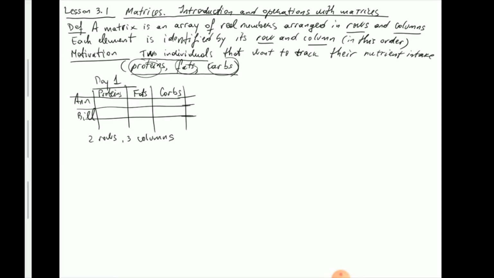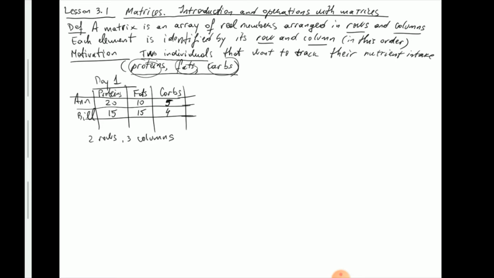And let's say, just to put some random numbers here, let's say 20 grams are the proteins for Anne, then 10 for fat, and then 5 for carbs. Forget about any medical relevance to these numbers, because I don't know if that's realistic. And then Bill, let's say he has 15 proteins, 15 grams of fats, and then let's say 4 carbs.